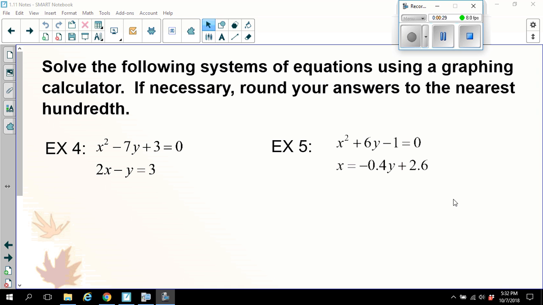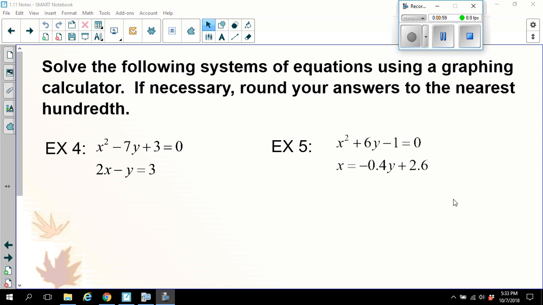So another way to solve systems of equations is using the graphing calculators. What we're going to do is use our intersection feature, which we have done before. Remember when we did the intersection feature when we solved systems of linear equations, that was chapter 0.5. We used the intersection feature to find where the two linear functions intersected. So we're going to do the same thing here.